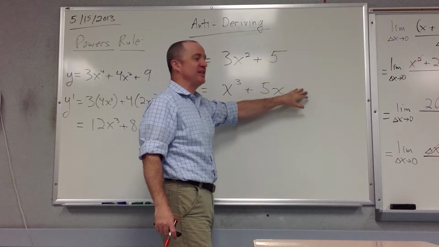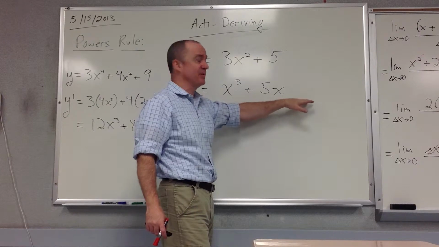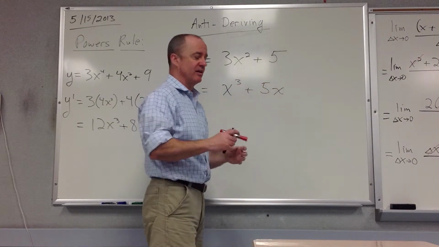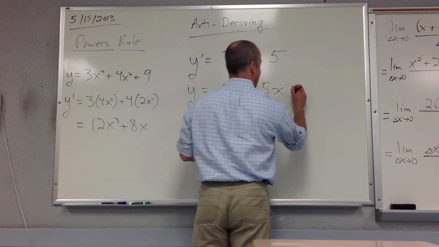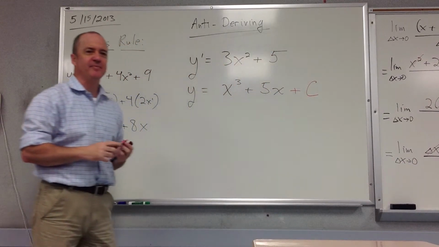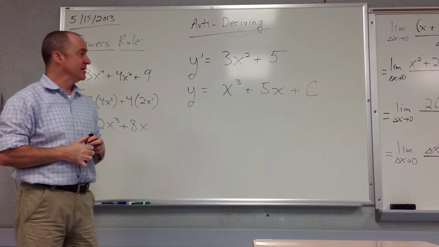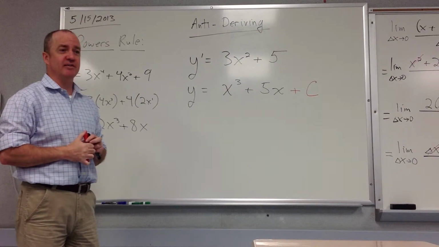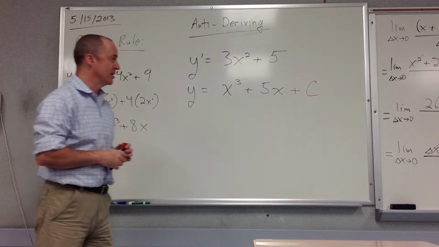If there had been plus 57, plus pi, plus e, plus anything, it would have gone away. So how do you find that? We don't. Not yet. Sometimes we do. That's later in the game. But right now we write plus c. And plus c means there might have been a number there. It might have been 0. We don't know what it was.